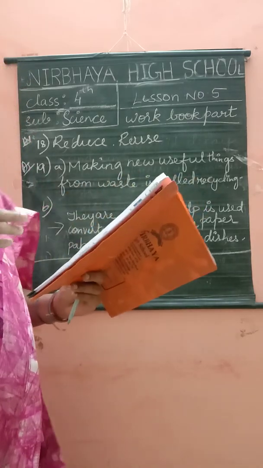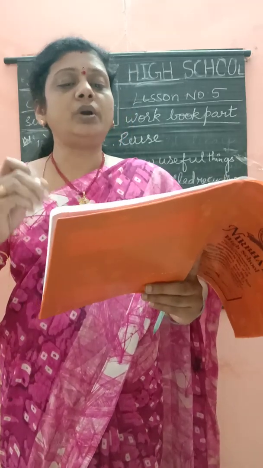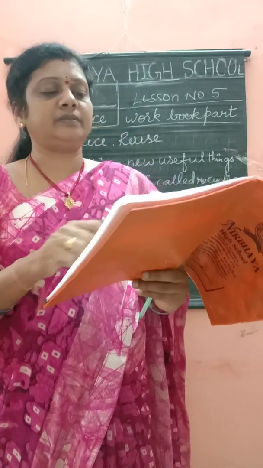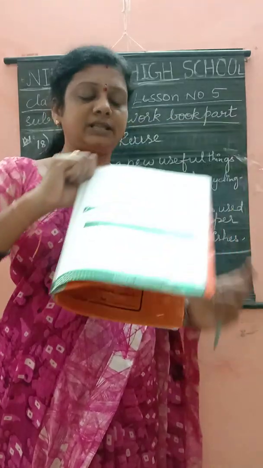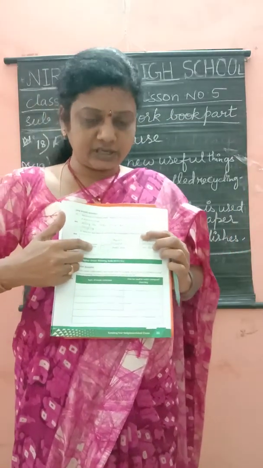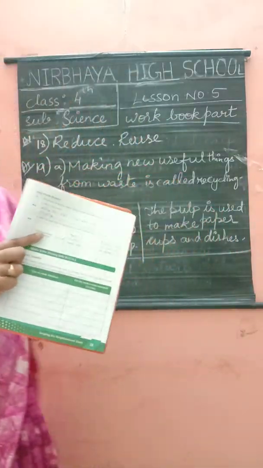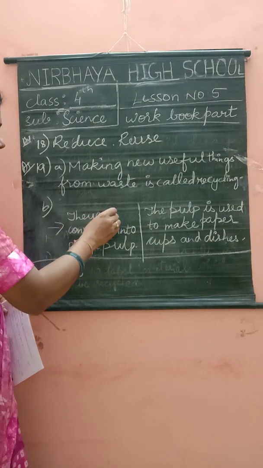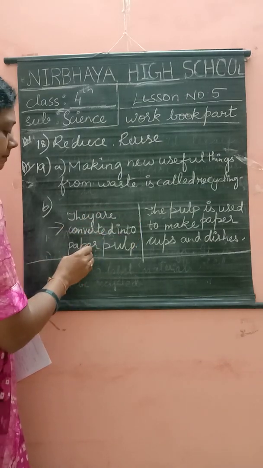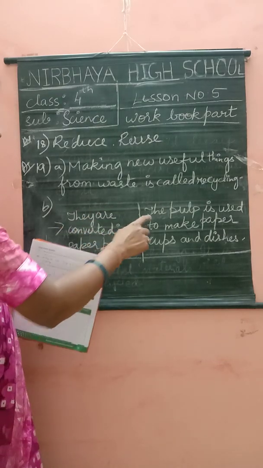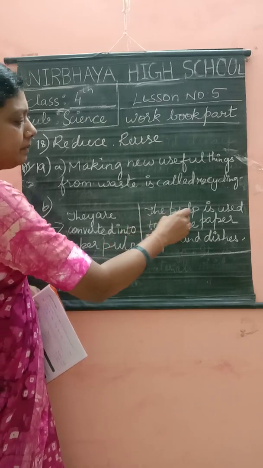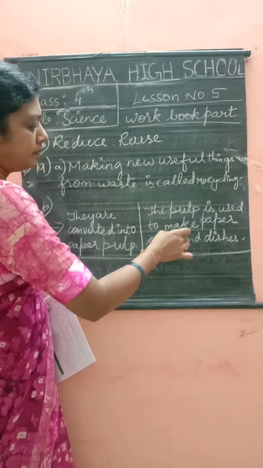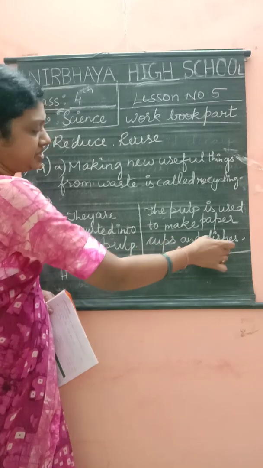And the next one is B. Write the next steps for recycling old newspapers in the space given. Here there are 3 boxes, children. The first one is given here. We have to write the rest. Old newspapers are collected. They are converted into paper pulp. And the next, the pulp is used to make paper cups and dishes.